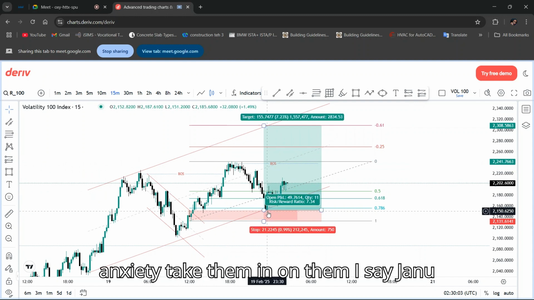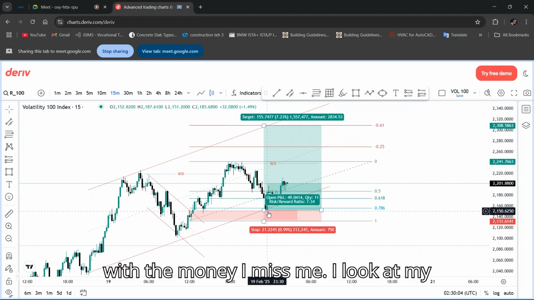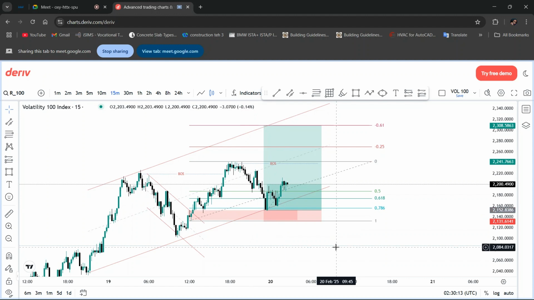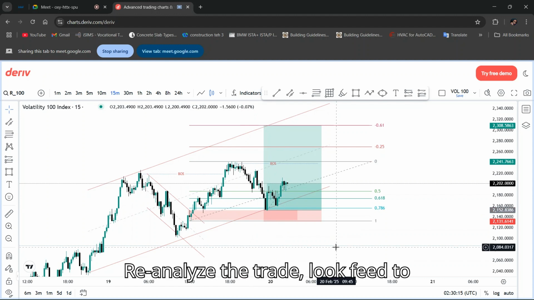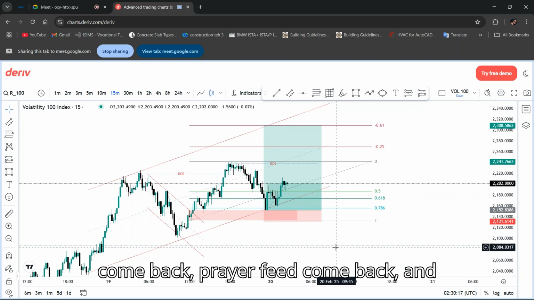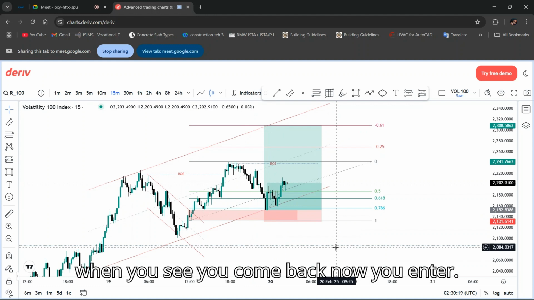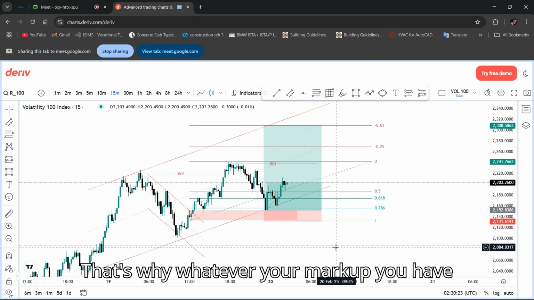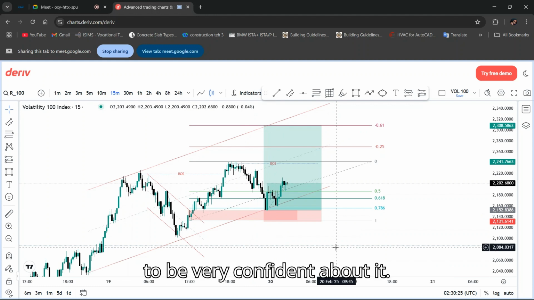Right. Sometimes anxiety takes them in and they say, John, with the money I missed. I look at my market up and it's gone. If you mark up and it's gone, just relax. Reanalyze the trade. Look to see if it comes back. Pray if it comes back. And when you see it come back, now you enter. That's why confidence is important. That's why whatever you mark up, you have to be very confident about it.